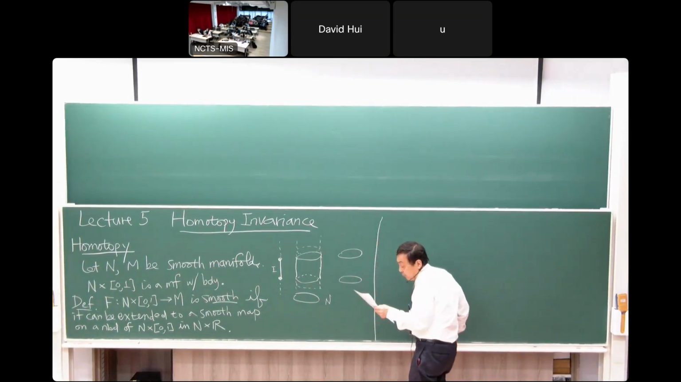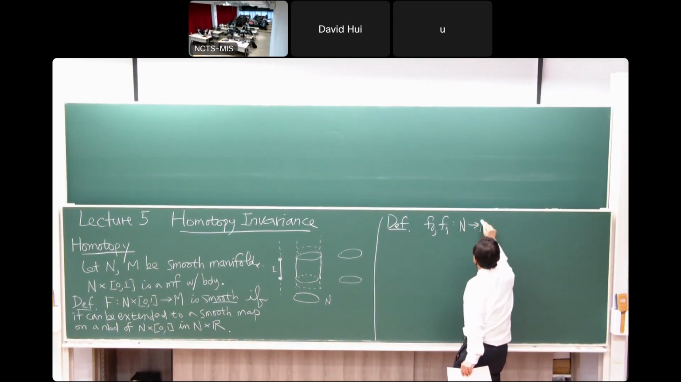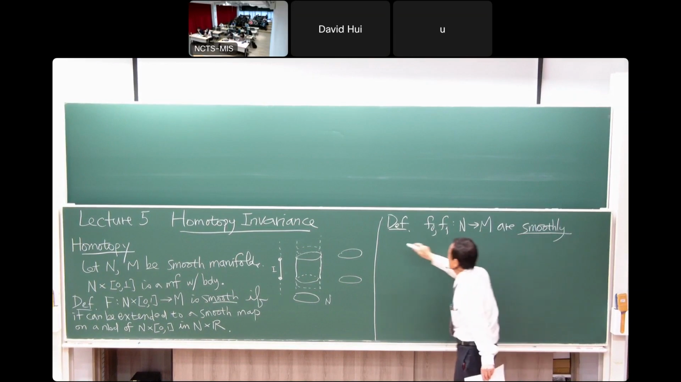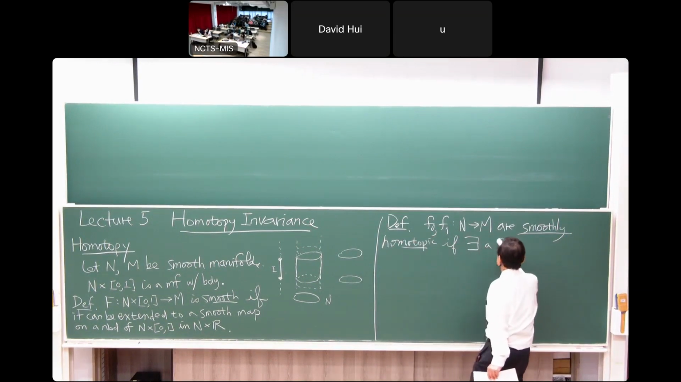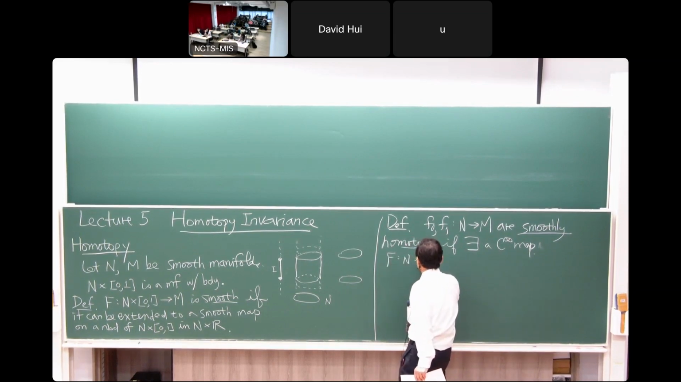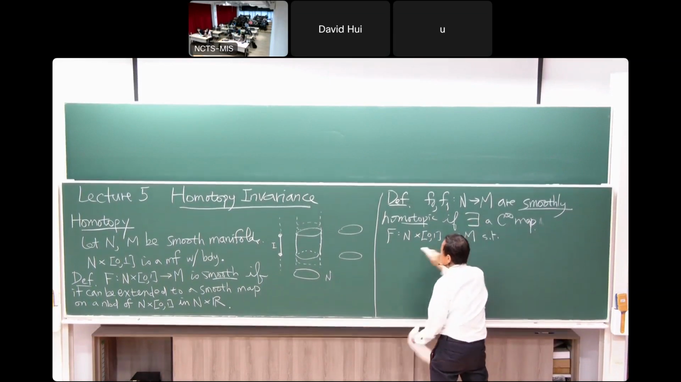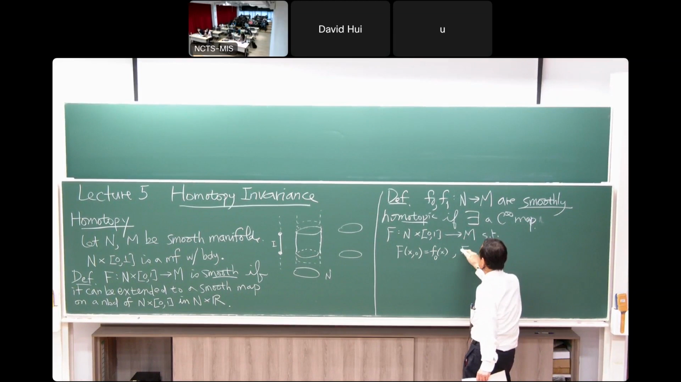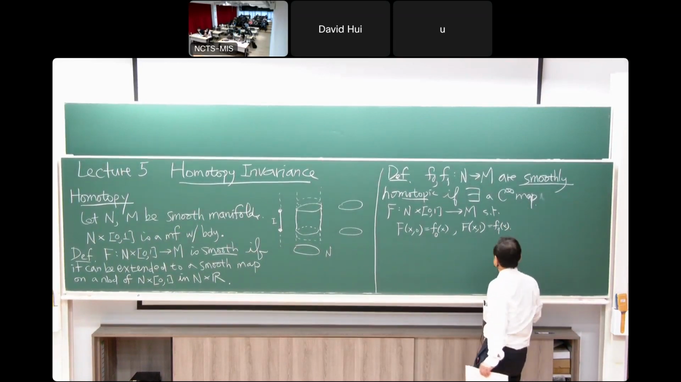And then I can define smooth homotopy. So two maps, F0, F1, from N to M are smoothly homotopic if there exists a smooth map F from N cross the time interval 0, 1 to M such that at time 0 you have the first map, F0, and at time 1, you have the second map, F1, okay?